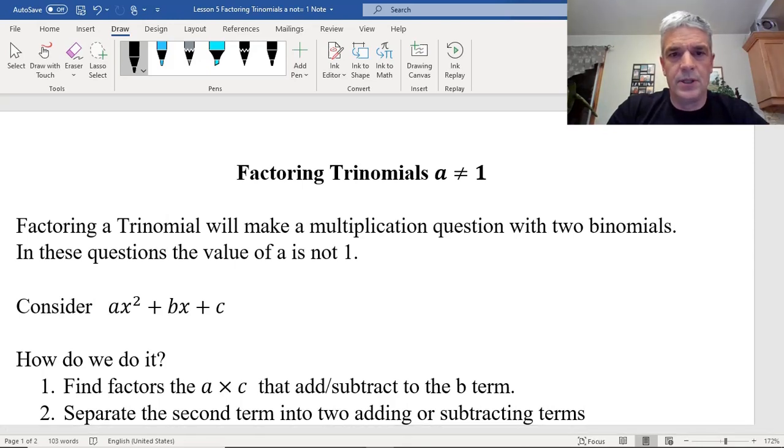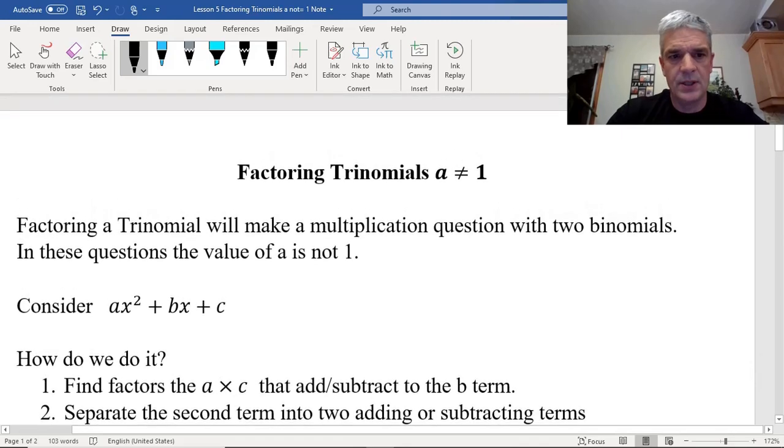All right, welcome to this YouTube video on factoring trinomials. And these are the more complicated trinomials where a is not equal to 1. So we have some value greater than 1, usually 2, 3, 4, 5, whatever the question happens to be. And there are two methods for solving these.